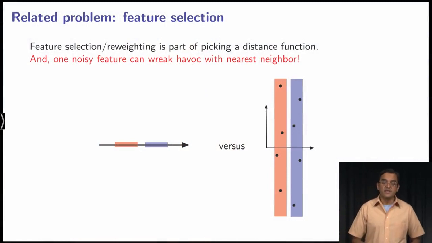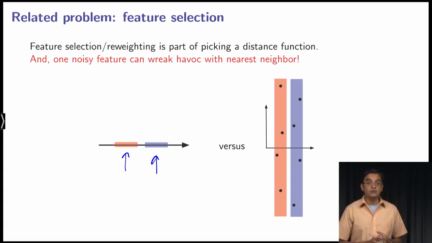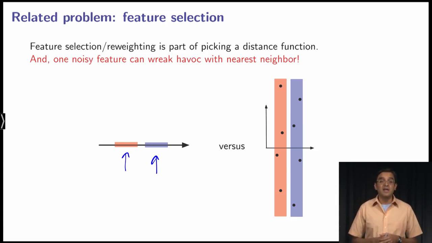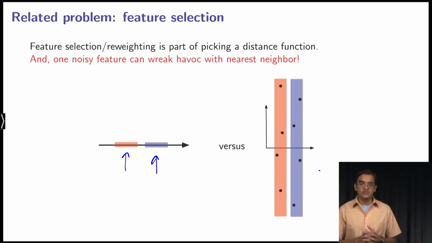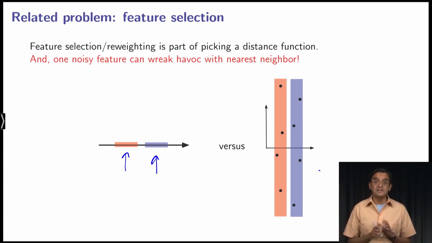So on the left over here, we have a data set that's just in one dimension, and it has two labels, red and blue. The points with smaller x value are red, the points with higher x value are blue. They're nicely separated, and nearest neighbor will work extremely well on this one-dimensional data. On the right over here, we decide to add in an extra feature along the x2 axis. This feature is completely irrelevant, and it completely wrecks the performance of nearest neighbor.